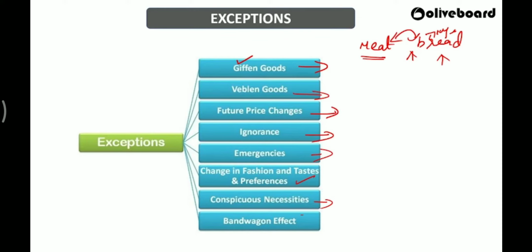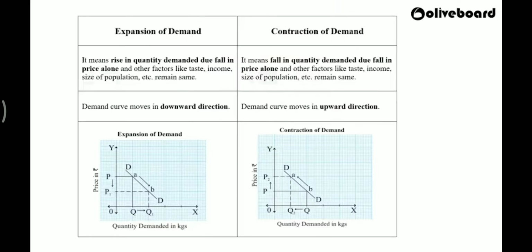Everybody else is buying, I also buy. The other person has bought. My friend has bought, my sister has bought. Why can't I? Yes, I will also buy. Yes or no? So that is called what? Bandwagon effect. And these are all the exceptions of the law of demand.